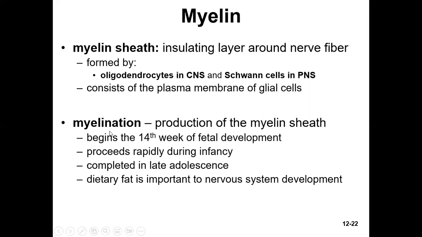When we talk about myelination, this is the production of the sheath. It will begin in the 14th week of fetal development and proceed through infancy. It is completed in late adolescence. In order to have the body produce myelin appropriately, dietary fat is hugely important to the development of the nervous system and to maintain it.